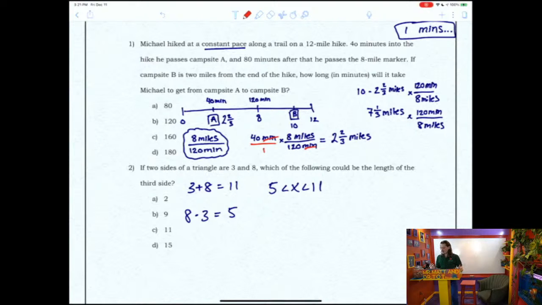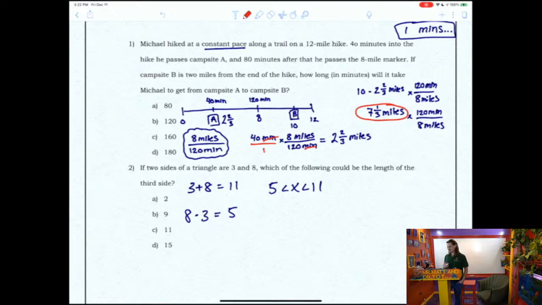So if we now have a distance of 7 1/3 miles, and we want to see how long it's going to take him in minutes to walk that distance, we're going to multiply by his rate of hiking. But you're going to have to manipulate the rate. You're going to have to flip it around, because now we're starting with miles, and we want to cancel miles with miles to end up with minutes. We don't want to end up with a unit like miles over minutes squared.